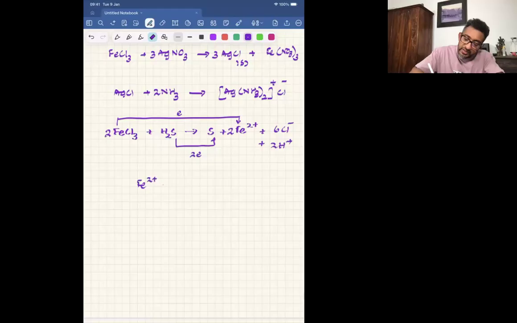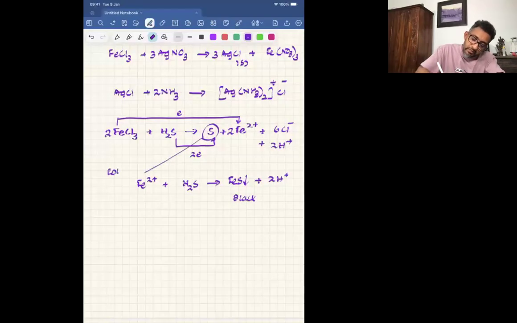But then this ferrous chloride with more hydrogen sulfide gives you ferrous sulfide. Ferrous sulfide precipitate and 2H plus is given. So this is the black color precipitate. So sulfur is the colloidal sulfur. So all the reactions are there.